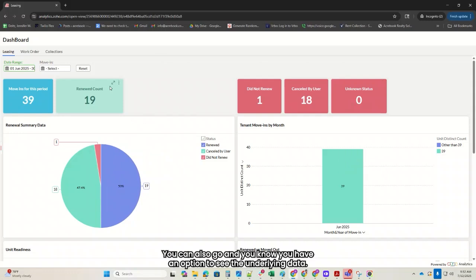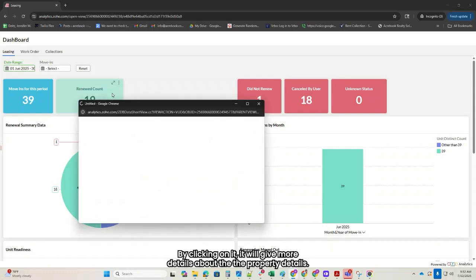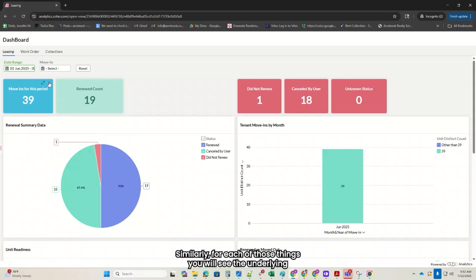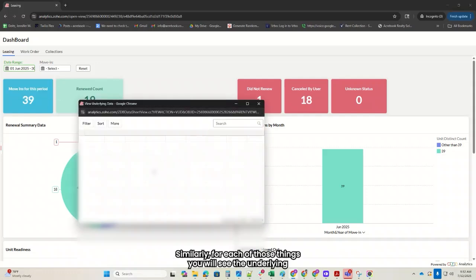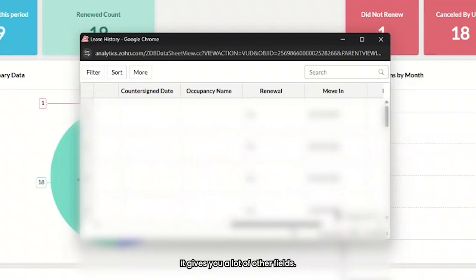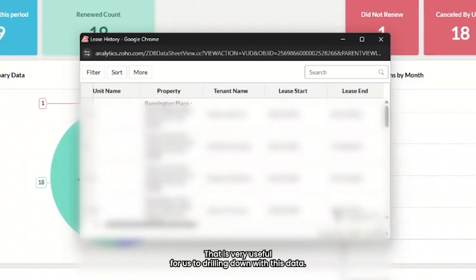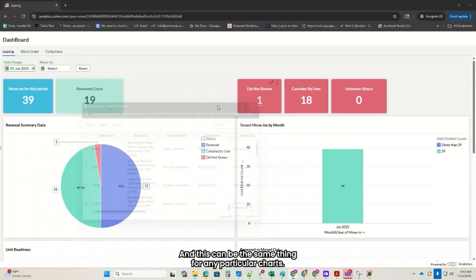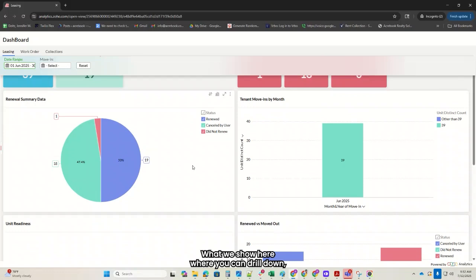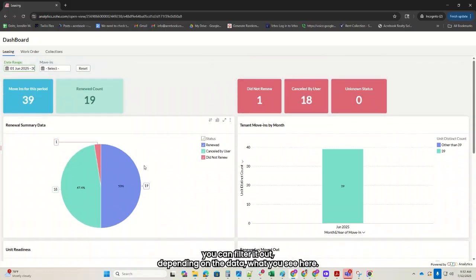For the same data, you also have an option to see the underlying data. Who are all the people, which unit. By clicking on it, it will give more details about the property. Similarly, for each of those things, you will see the underlying data: unit name, property name, tenant name, lease start date. It gives you a lot of other fields that are very useful for drilling down into this data. And this can be the same for any particular chart that we show here, where you can drill down and filter depending on the data you see here.